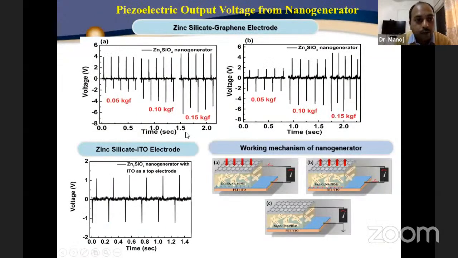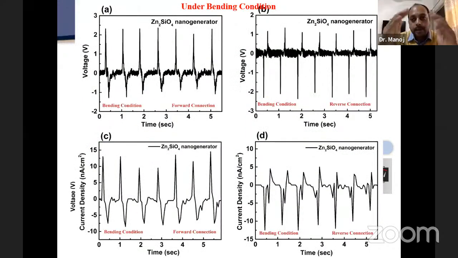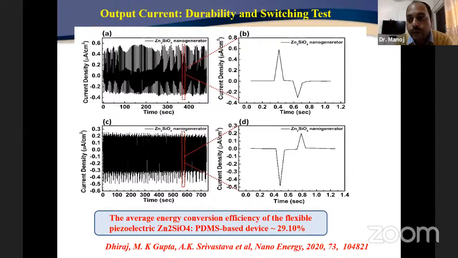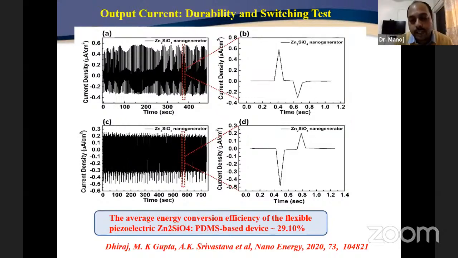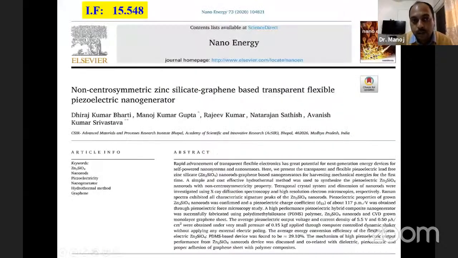And with the increase of the output, we got up to 6 volt, from millivolt to volt. That is sufficient to power LEDs. And even in bending mode, if you put the device on our human finger, just by bending, we can generate up to 2 volt. If we talk about durability, up to 1,000 cycles there is good stability we observed from the devices, and efficiency is 29.10%. Recently, this paper got published in Nano Energy, with a very high impact factor of 16.